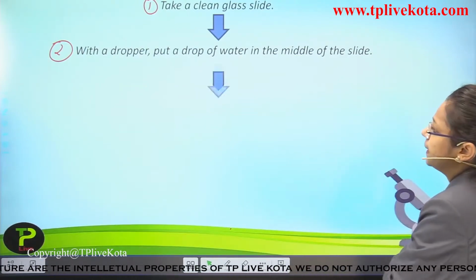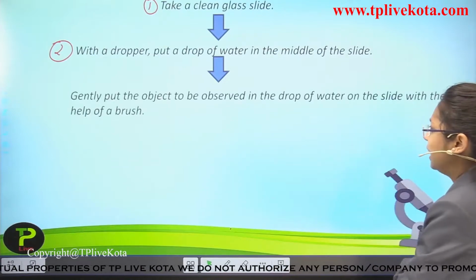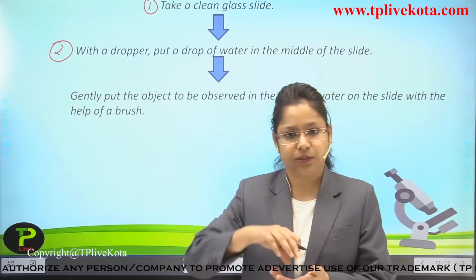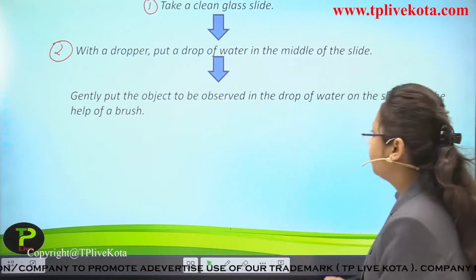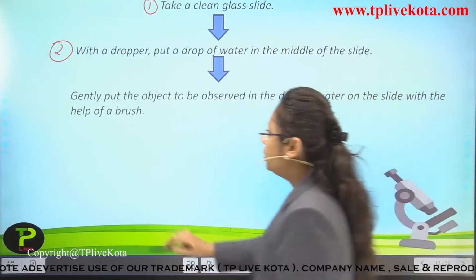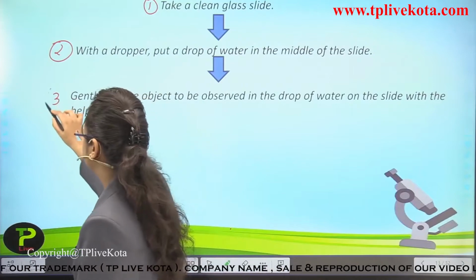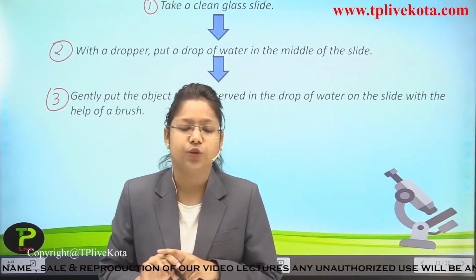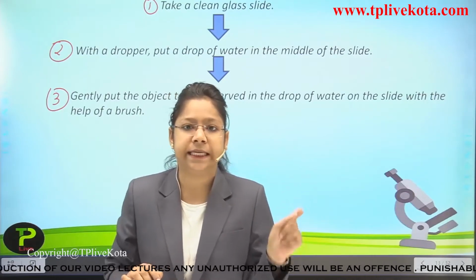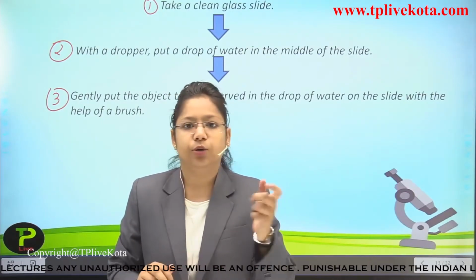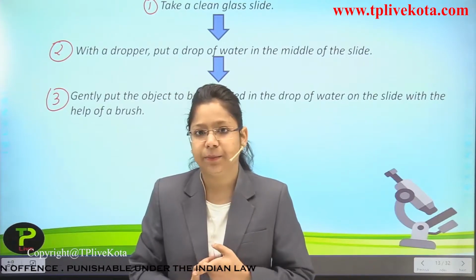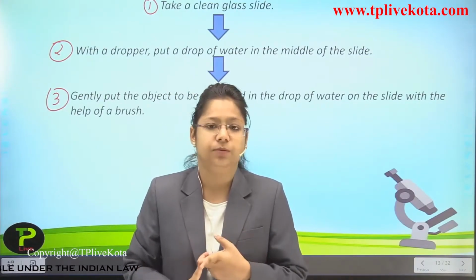The third step for glass slide preparation is to gently put the object to be observed on the glass slide. You should put the object on the slide with the help of a brush. Remember, students, you should use a brush over here, or you can use a needle or forceps. Do not use your fingers because fingers may contain impurities, and fingers contain germs also.